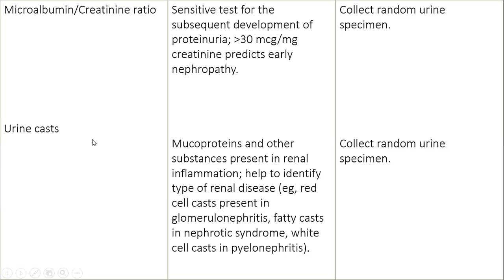The next one is urine cast. It is the mucoprotein and other substances present in renal inflammation, and it helps to identify the type of renal disease. For example, red cell casts are present in glomerulonephritis, fatty casts are present in nephrotic syndrome, and white cell casts are present in pyelonephritis. For this also, a random collection of urine specimen is done.